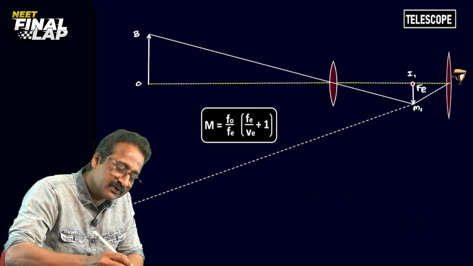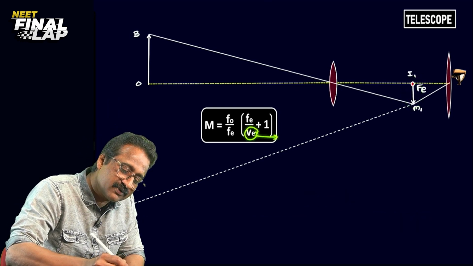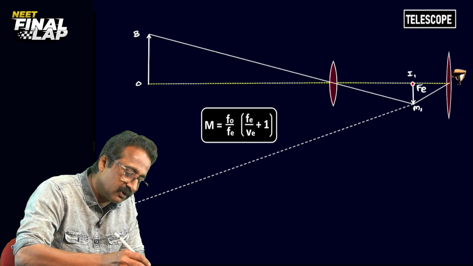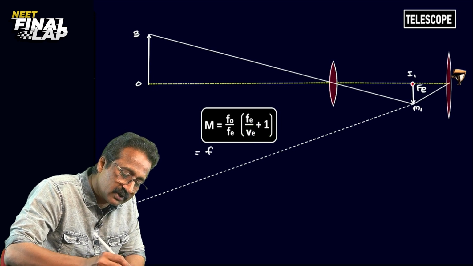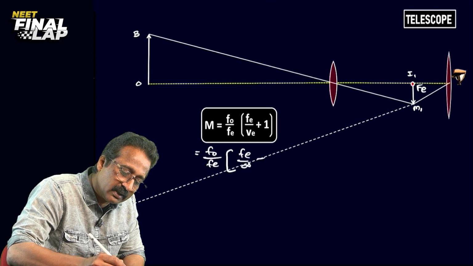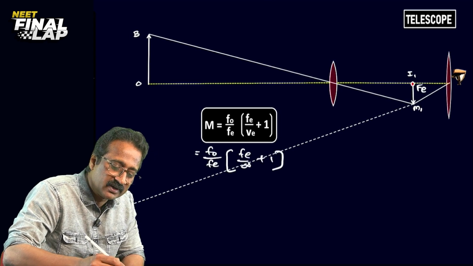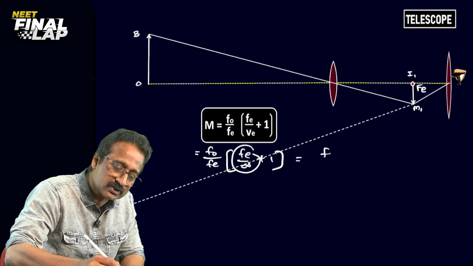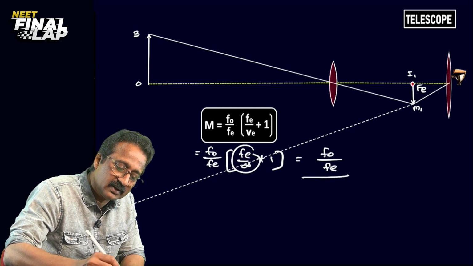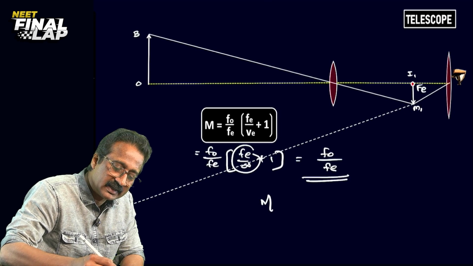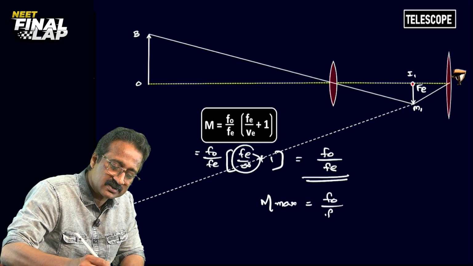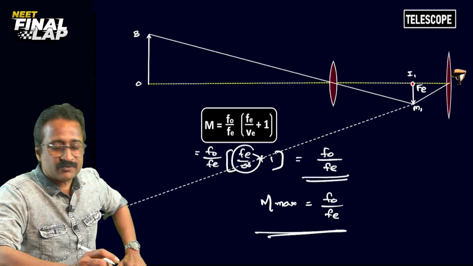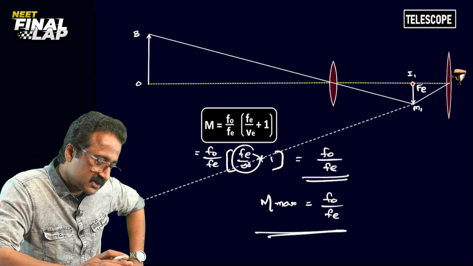Now if that is infinity, yes, you have to write this as infinity, and that reduces to a very simple form. Let's see what it is. It is going to be equal to Fo by Fe, that into Fe divided by infinity plus 1. And this Fe by infinity is 0, so this becomes 0. 0 plus 1 is 1, so finally it reduces to Fo divided by Fe. So the magnifying power in normal adjustment is given by just Fo by Fe. So these are the facts about magnifying power.